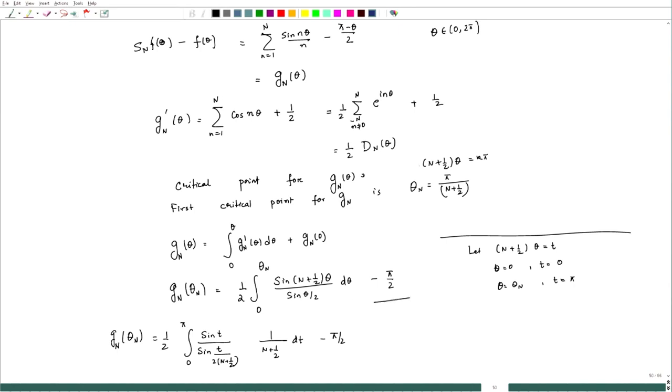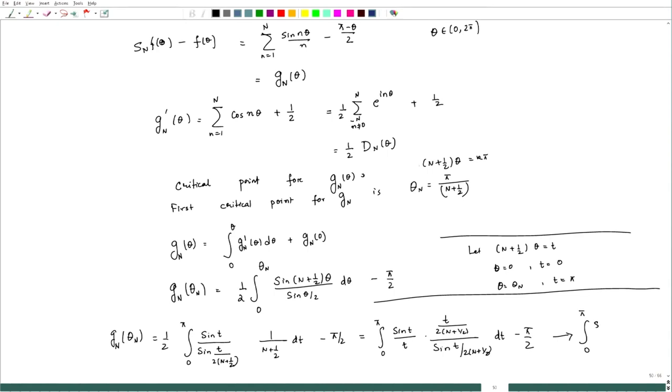And this, as you can see, I can write as the integral from 0 to pi of sin t by t, into t by 2 into (n plus 1 half) divided by sin of t by 2 into (n plus 1 half). I am incorporating this half here, and then this is dt minus pi by 2. As n goes to infinity, we know that t by 2 (n plus 1 half) divided by sin of t by 2 times (n plus 1 half) goes to 1. So now this goes to the integral from 0 to pi of sin t by t dt minus pi by 2.